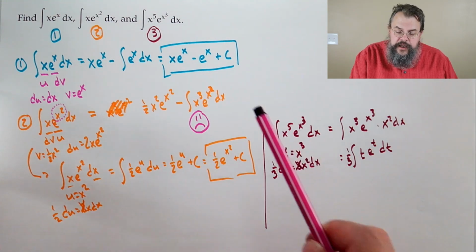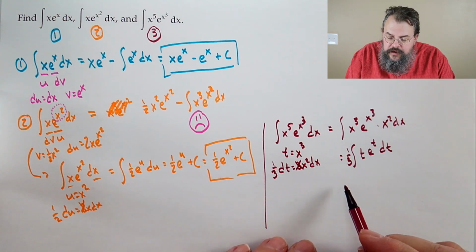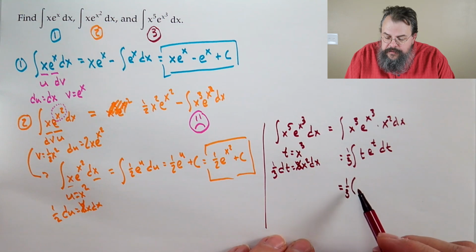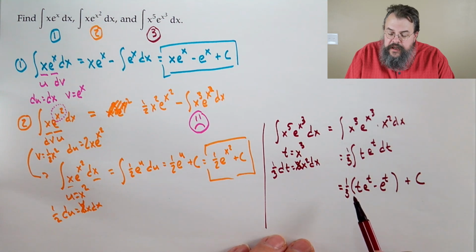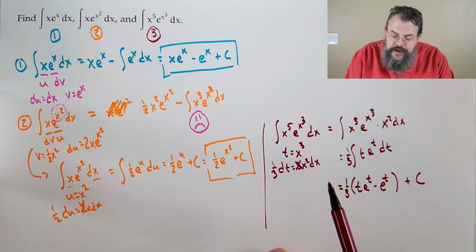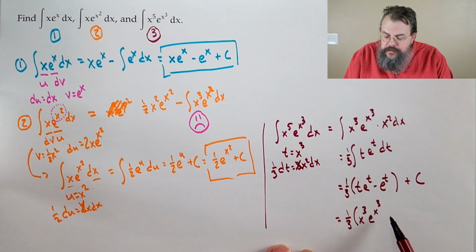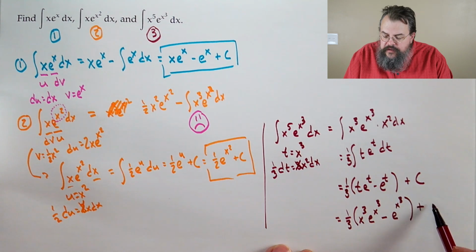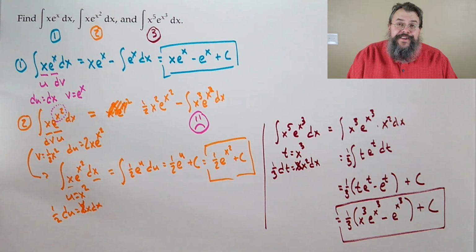So we say, aha, I can come here now using the integration by parts, and I can say, look, this is really 1/3 times t e to the t minus e to the t, and there's a plus c. Now, we're not quite done. We did take the antiderivative, but to finish off, we have to replace t by x cubed. So this is 1/3 x cubed e to the x cubed minus e to the x cubed plus c. And there we go. That's our answer.